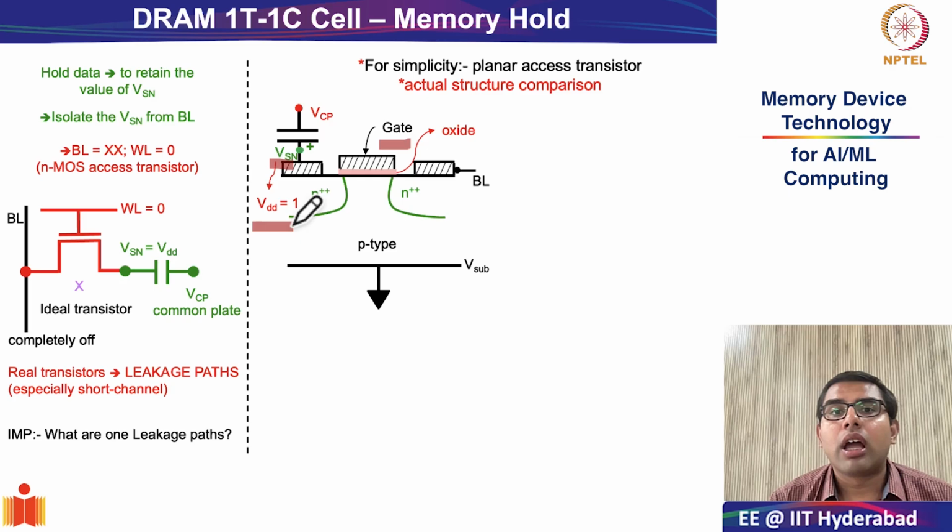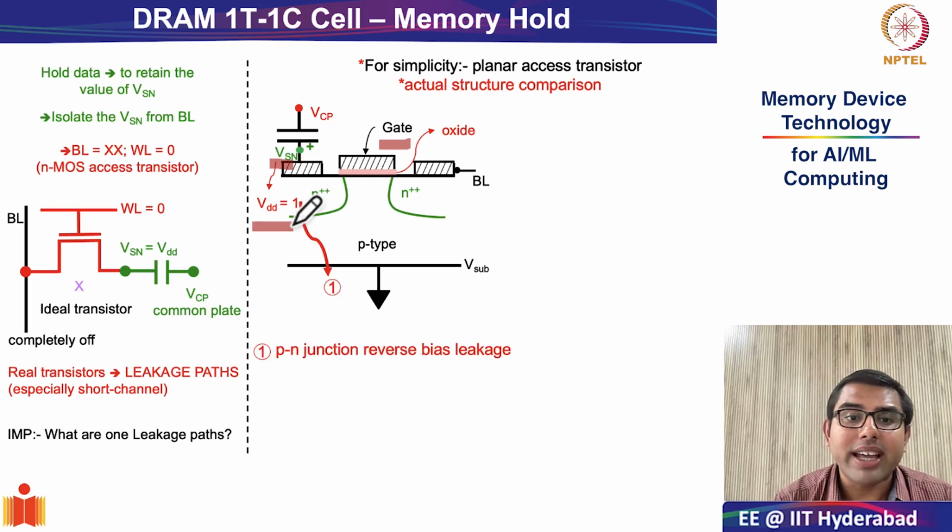The first leakage mechanism that one can think of is the PN junction reverse bias leakage. Where is this coming from? Remember, any transistor has N plus and P regions. This is an NMOS, so the drain regions will be doped N plus, whereas the substrate will be P. So there is a PN junction diode between the N plus and the P regions. Now, please see that the voltage on the drain terminal is VDD equal to 1.